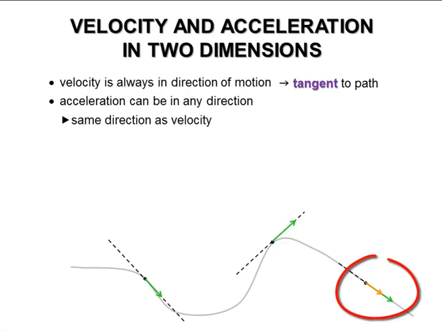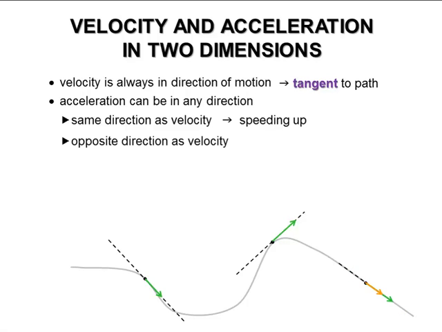In this particular case, imagine we have the acceleration in the same direction as the velocity. Again, if you remember, if the velocity and the acceleration are in the same direction, that means the object is speeding up. If the acceleration is the exact opposite direction as the velocity, then that would mean the object is slowing down. In both cases, without turning.